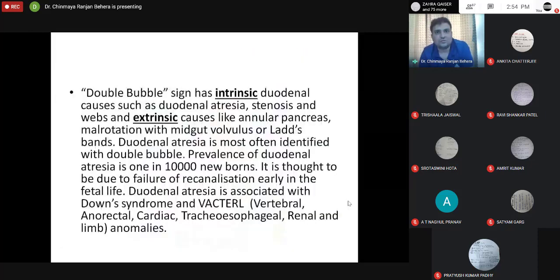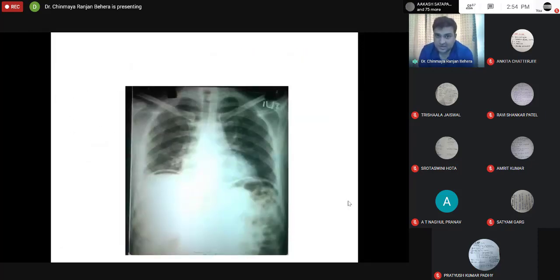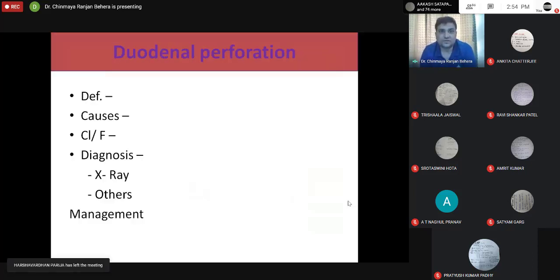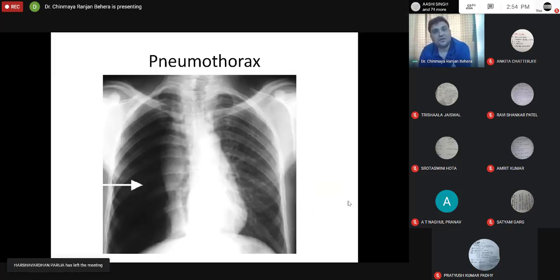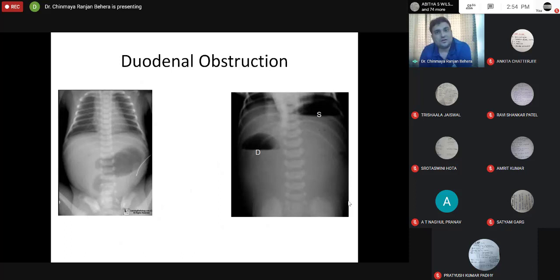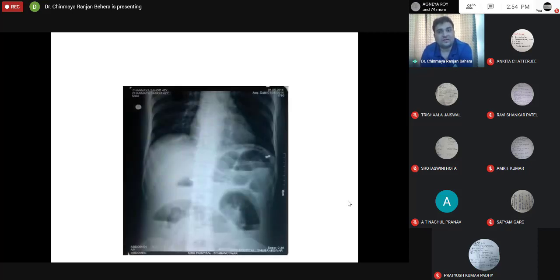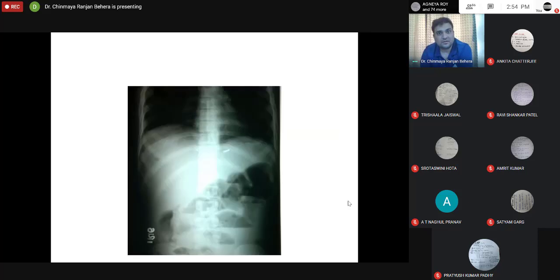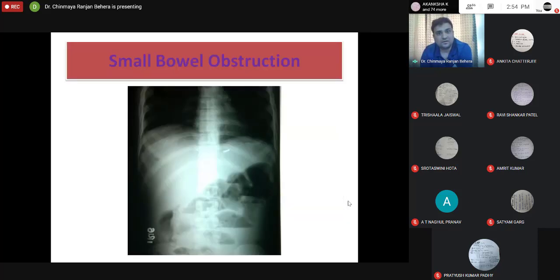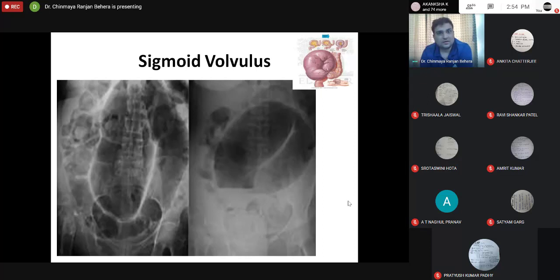I'll just quickly go through the X-rays again. This is a case of hollow viscus perforation. This is a case of pneumothorax. This is the double bubble sign seen in duodenal obstruction. This is multiple air fluid levels in small bowel obstruction. Again, multiple air fluid levels. This is a coffee bean shaped dilated intestine seen in sigmoid volvulus.